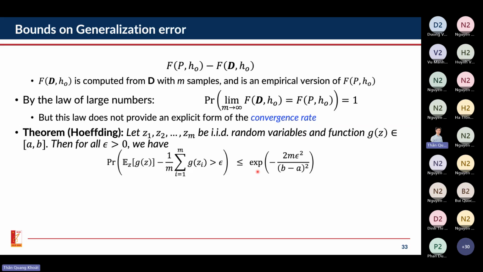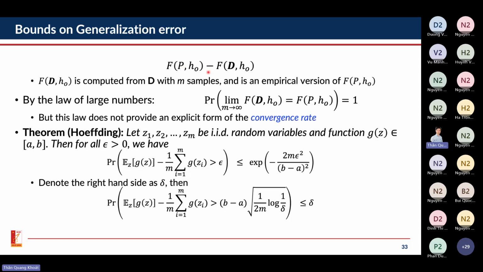So this is very classical in statistics, and it says something about the difference between the two, right? One is the average on a finite set, and the other is the expectation. And it is very close to what we are considering here. Well, let's discuss more. When we denote the right-hand side here to be delta, then from this quantity, we can write something.